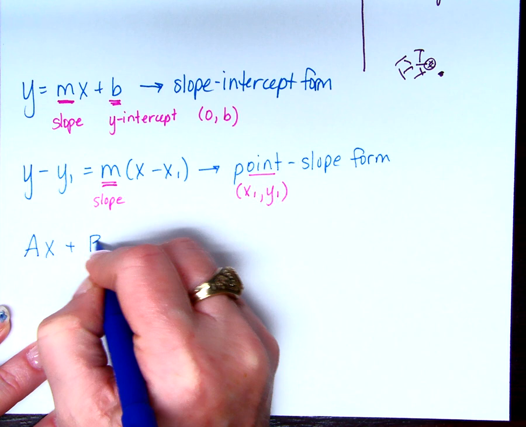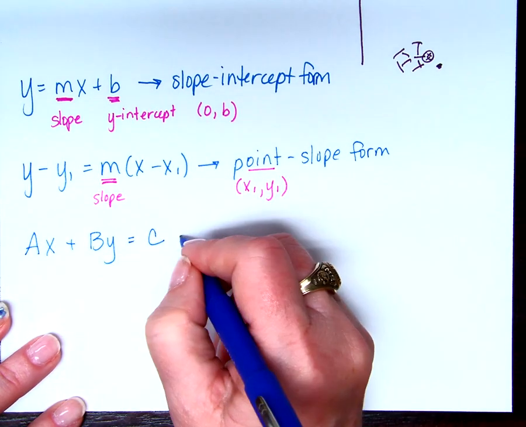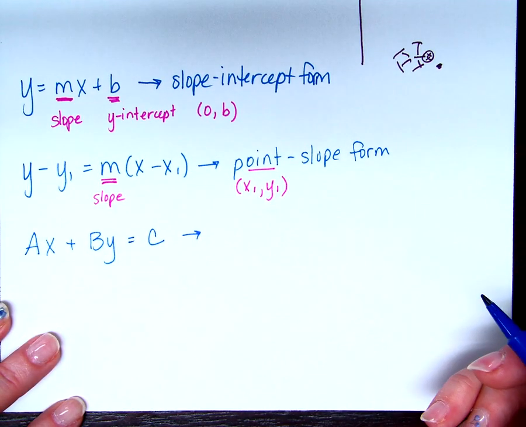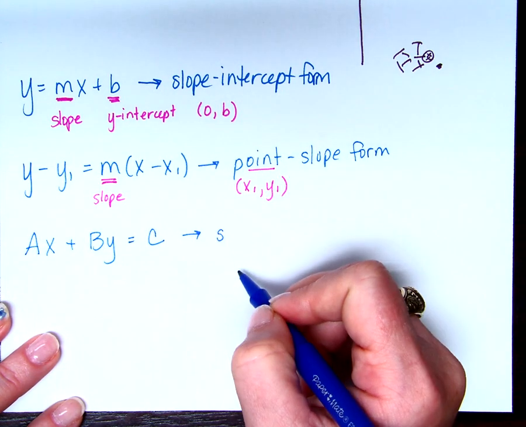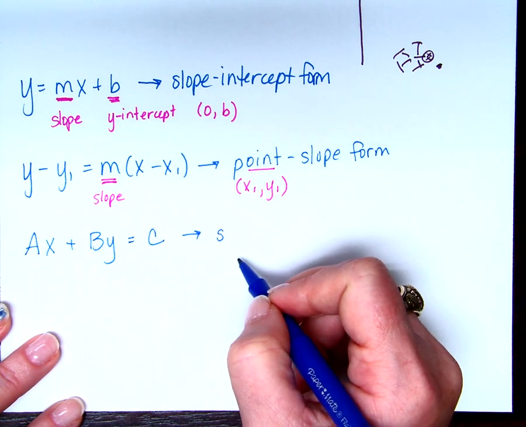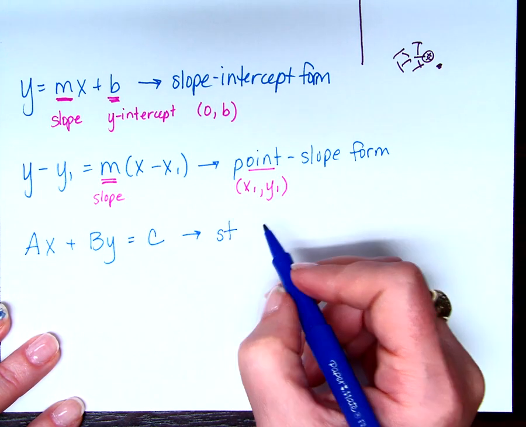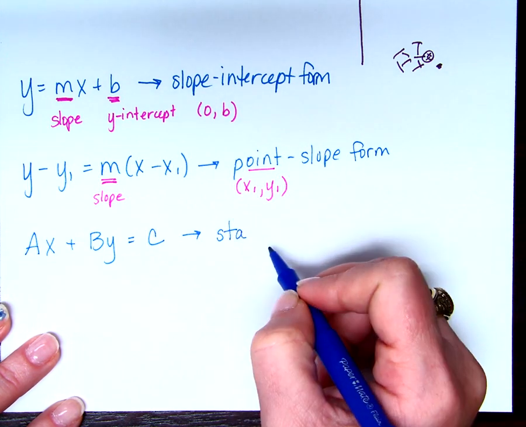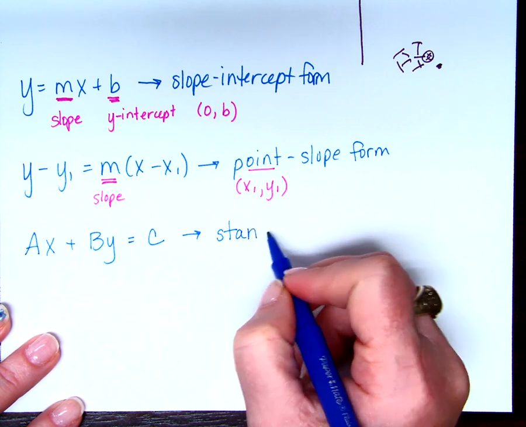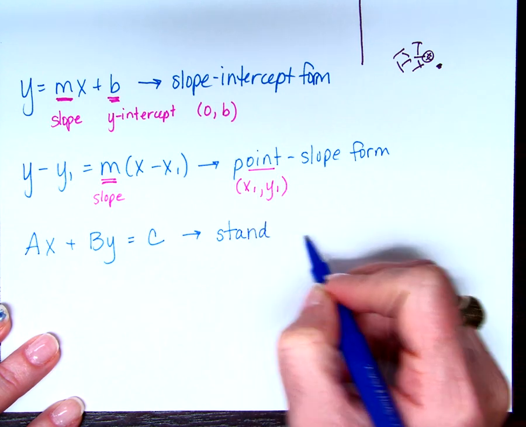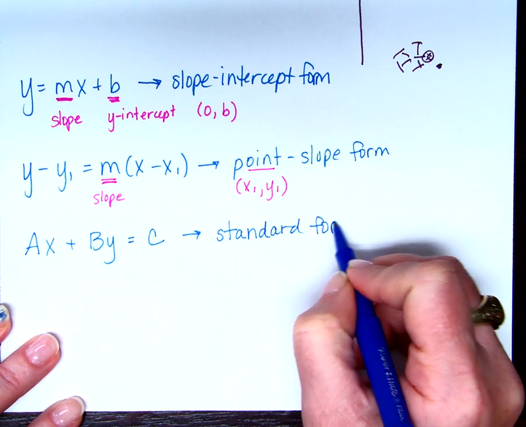What about this? ax plus by equals c. What's that called? Standard form.